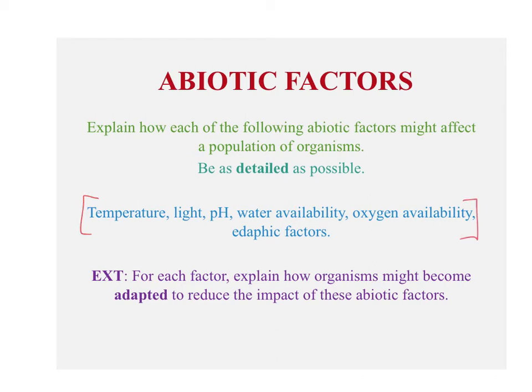Now I'd like you to spend some time having a look, doing some research at how each of these abiotic factors, so temperature, light, pH, water availability, oxygen availability, and edaphic factors, which you might not know what it means, but I'd like you to have a look and research, explain how each of them might affect a population of organisms. I'd like you to be as detailed as possible, so you're going to need to do some research. And if you want to, for each factor, explain how an organism might become adapted to reduce the effect of those abiotic factors. So there's 1, 2, 3, 4, 5, 6. You should probably take about 10 to 15 minutes doing this. So pause and play again when you're ready to go through them.